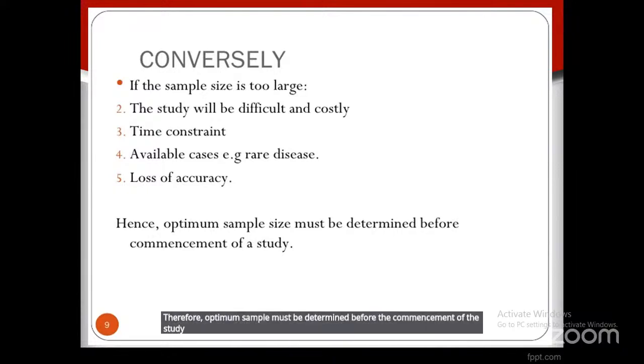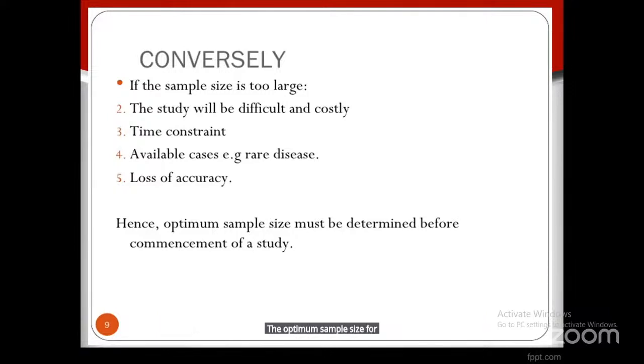That is very important. The optimum sample size for your study must be designed, decided, or fixed before the data collection. Before the data collection, you fix your optimum sample size.